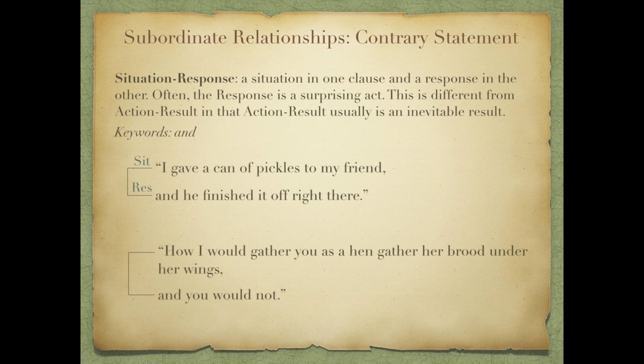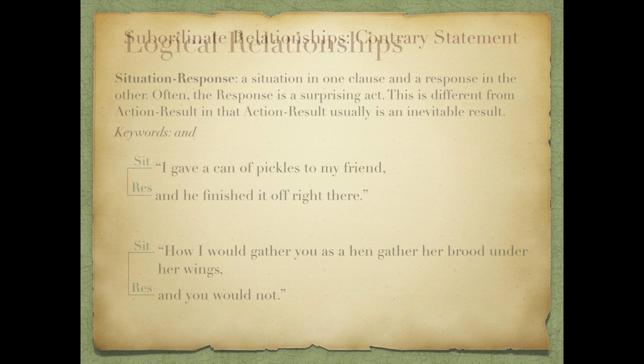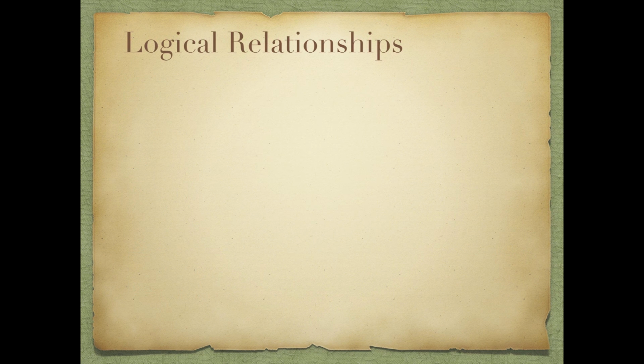Or how about this example from Scripture? Jesus says, "How I would gather you as a hen gathers her brood under her wings, and you would not." We have a situation and the surprising response. Okay, that's it. Those are all of the logical relationships. Now, let's practice a little bit.